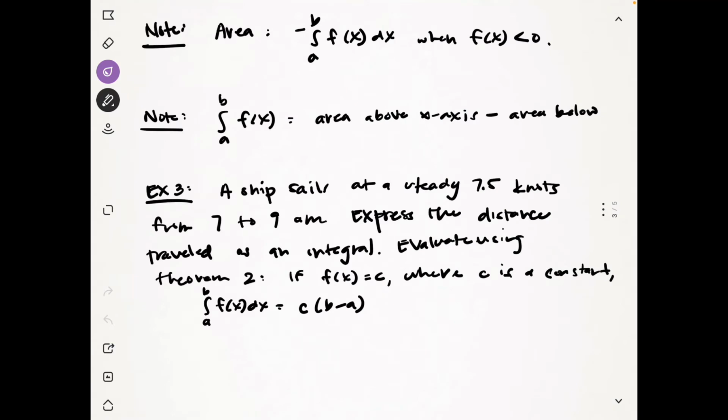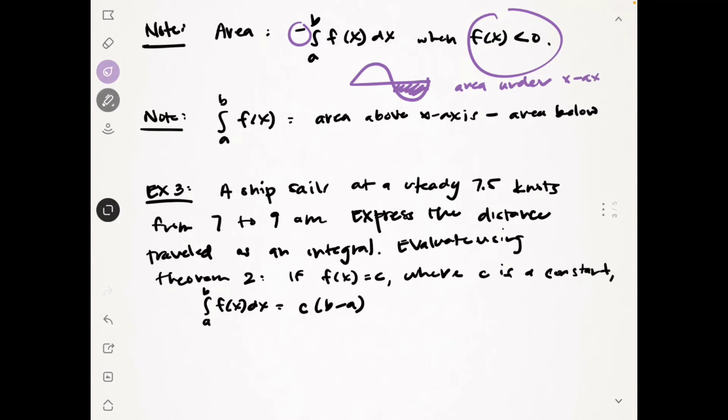These are just some notes here for our area. If we have area where f of x is less than 0, so anything underneath the curve, let's say we have a sine graph like this, any areas under the x-axis are just going to be negative. Area under the x-axis, that's terrible grammar, is negative. Okay, so that's just the first thing that they want to note.